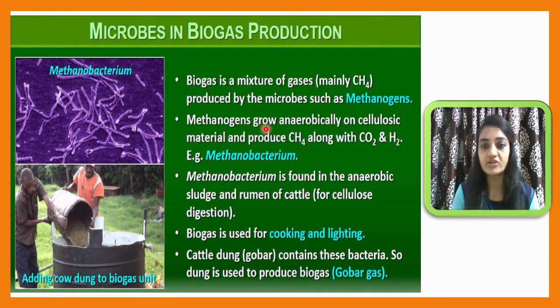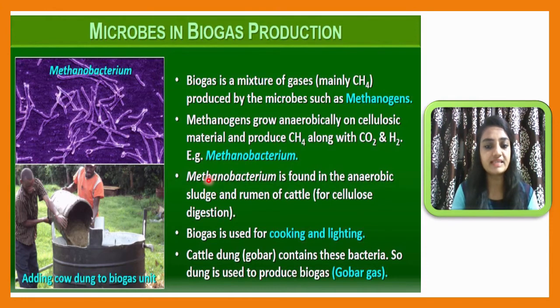So methanogens can grow anaerobically, meaning in the absence of oxygen, and they require cellulose as a nutrient. So if you provide anaerobic conditions to the methanogen bacteria and provide cellulose as the nutrient source, then they will produce methane gas. So methanogens can grow anaerobically on cellulosic material and produce methane gas. Not only methane gas, along with methane they also produce carbon dioxide and hydrogen gas. A specific example of a methanogen bacterium is Methanobacterium.